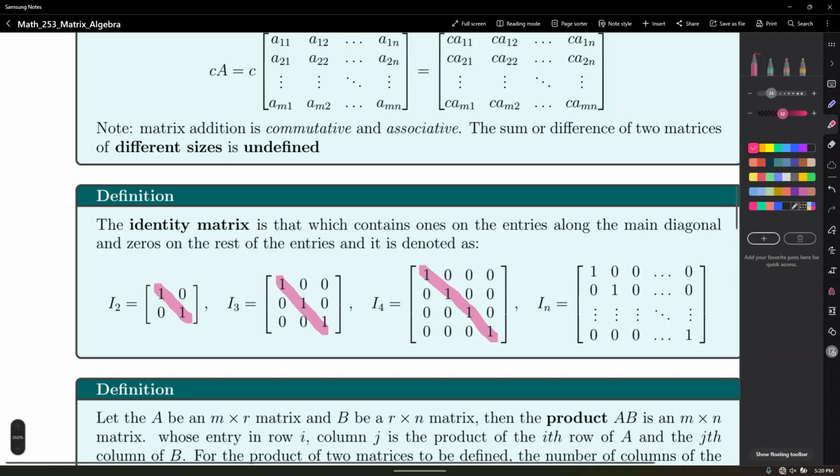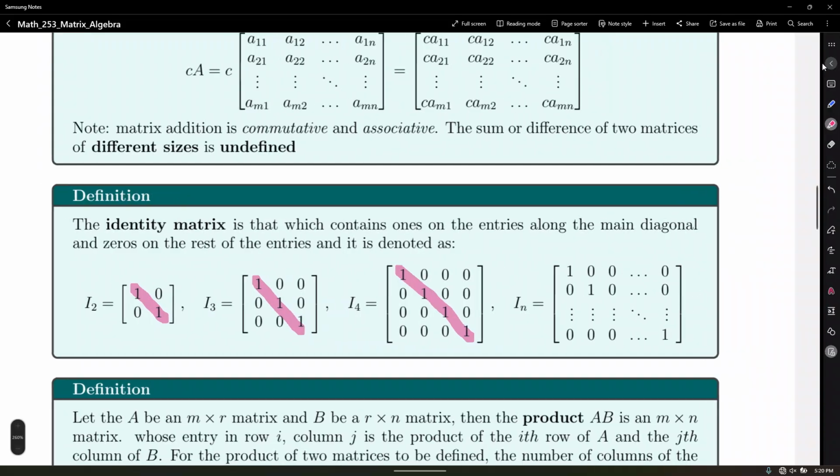Of course, we can extend this to size n, for an n by n matrix. We're going to do a few exercises about this one. What else are we going to do here?